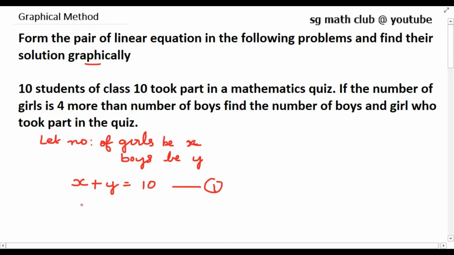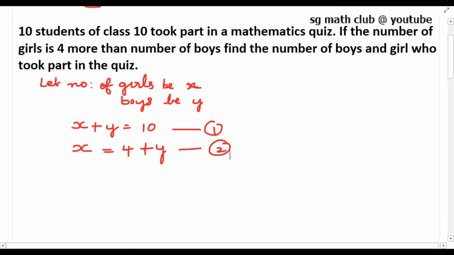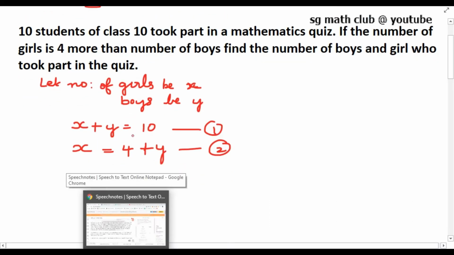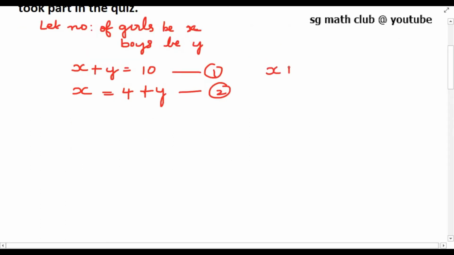Number of girls is 4 more than number of boys, so you put a plus symbol: x equals 4 plus y. Then we need to find number of boys and number of girls. So this we need to solve by graphical method. First equation is already in the standard form, x plus y equal to 10. Second equation I can write as x minus y equal to 4.